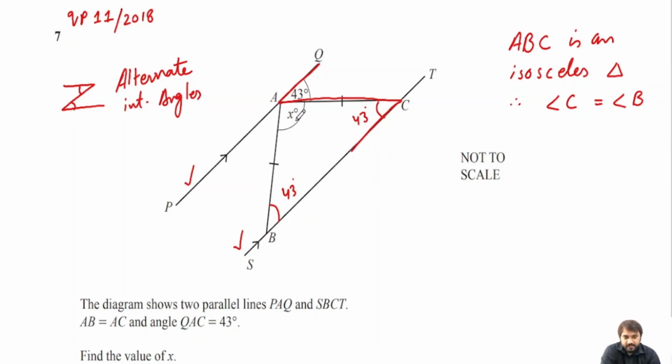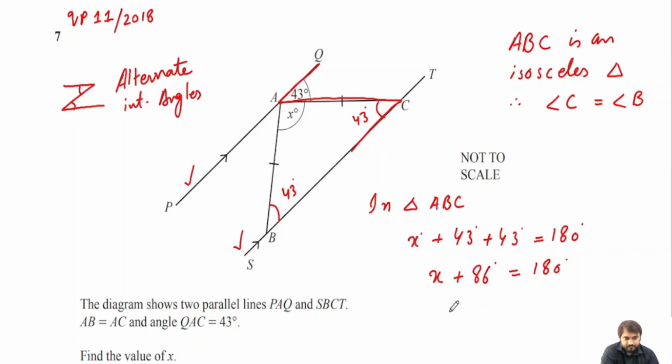Now we can calculate this x. In triangle ABC, sum of all the internal angles of a triangle add up to, yes, 180 degree. So x degree plus 43 degree plus 43 degree is equal to 180 degree. Now add these two numbers. So these two numbers will give us 86 degree, 180 degree. So the value x will be 180 minus 86 degree. Now subtract it. We have 94 degree. So we have just found the value of x.